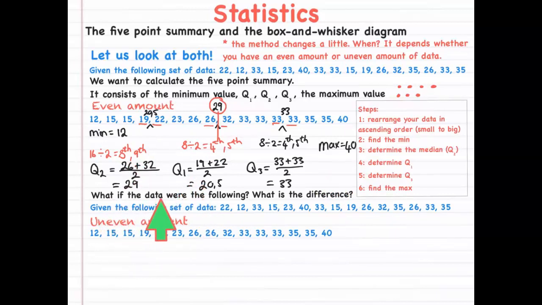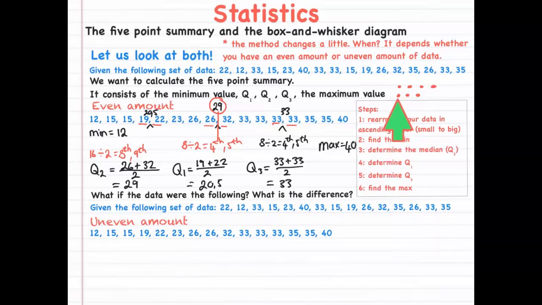So what if the data were the following? Okay, and what is the difference? What I'm basically trying to show you is that I've changed the data to all of those numbers, and then we have to first go and count it. So 1, 2, 3, 4, 5, 6, 7, 8, 9, 10, 11, 12, 13, 14, 15. So what is the difference? Well, this data only has 15 numbers, and that up there had 16. So this set of data is an uneven amount.